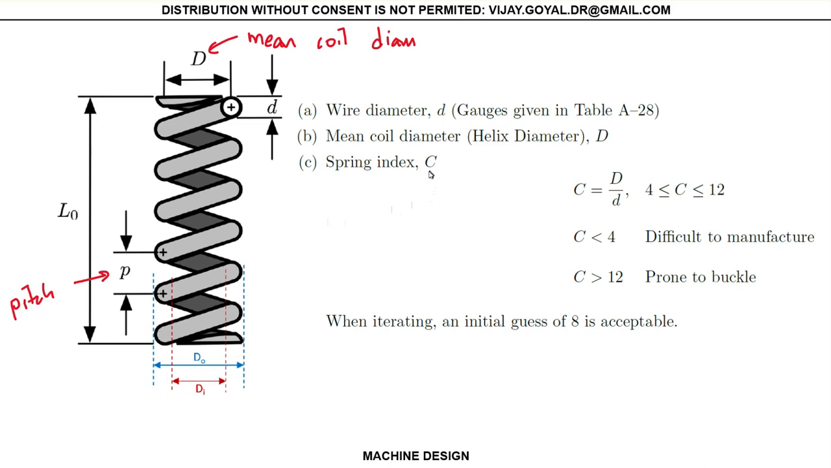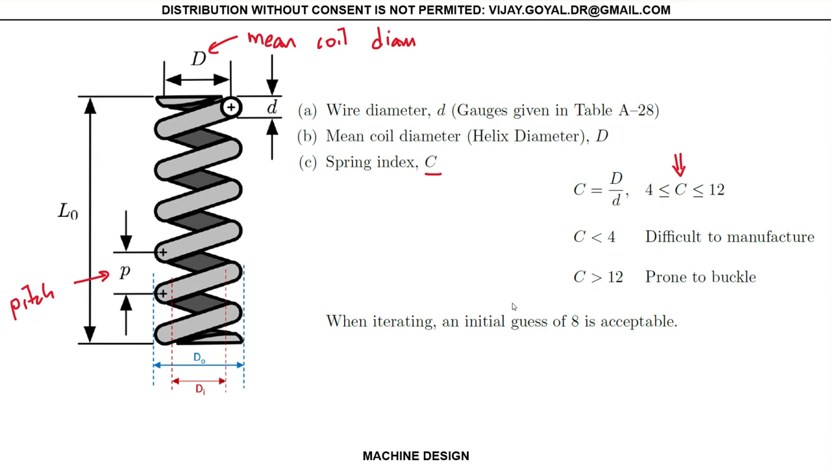And C is the spring index. The way spring index C works is it's capital D, your mean diameter, divided by the wire diameter, and it has to have a value between 4 and 12. Your book doesn't say that, but it's very important to keep in mind, because anything below 4 will be very difficult to manufacture, and anything above 12 is very prone to buckling. So just to avoid that, when you start your design, you should make sure that your design is between these two values.